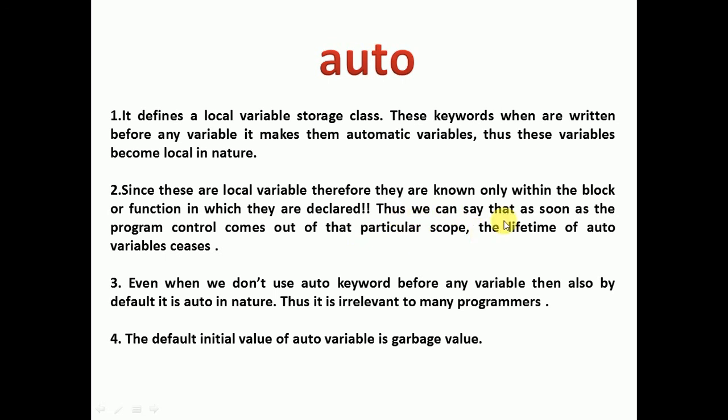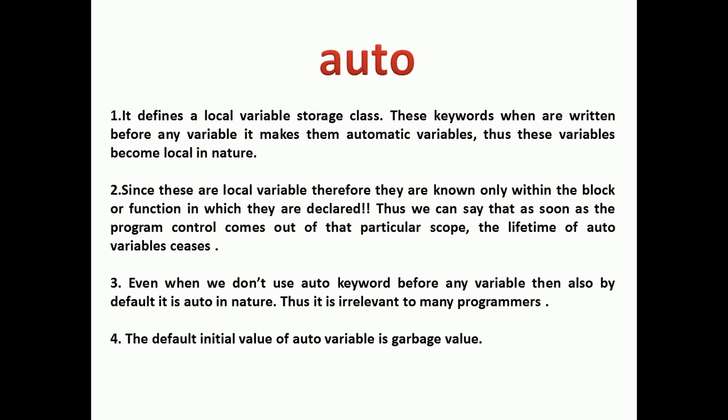Therefore we can say as soon as the program control comes out of that particular scope, the lifetime of the auto variable ceases. Whenever the program control comes out of the brackets in which we have declared the local variable, the program will show an error if we try to access that variable outside the scope in which we have declared it.